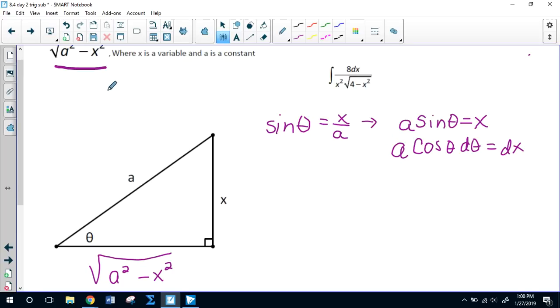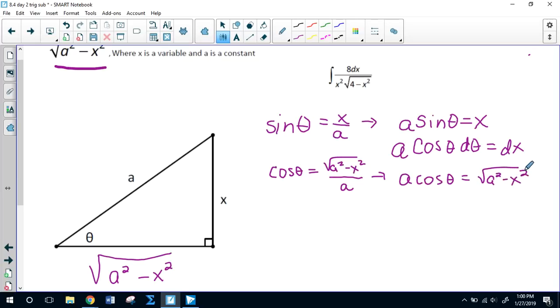And then you also need to substitute for, you see how in this problem I have the square root piece that has to go away as well. So that would be equal to cosine of theta equals adjacent, square root of a squared minus x squared, over the hypotenuse a. Or you could jump right to a cosine theta is equal to the square root of a squared minus x squared. So these three things over here, you're going to substitute into your integral.